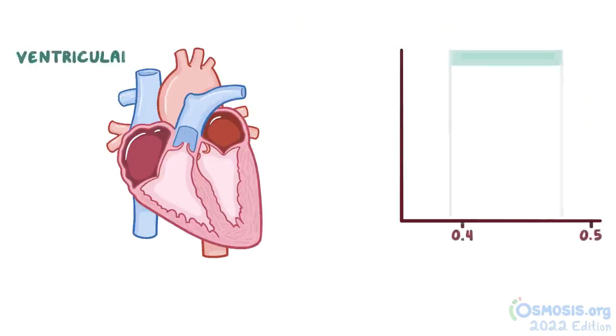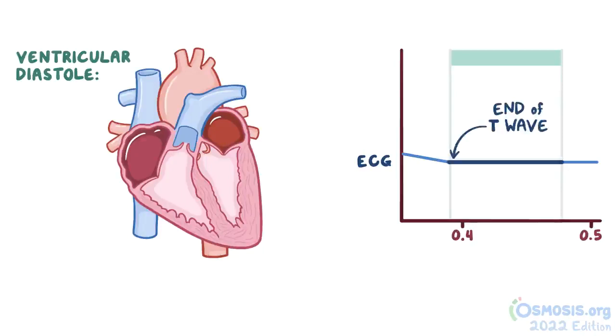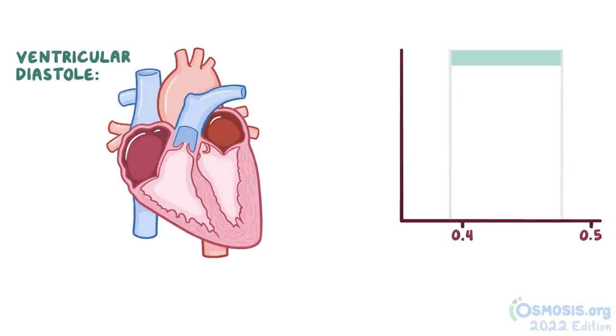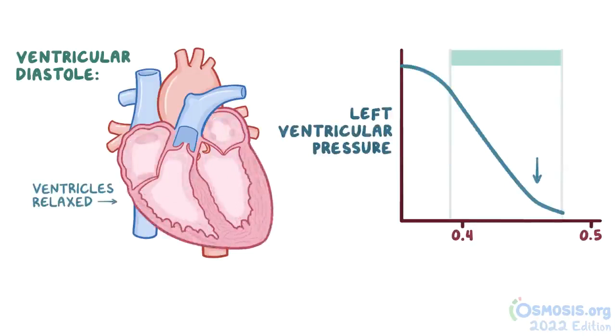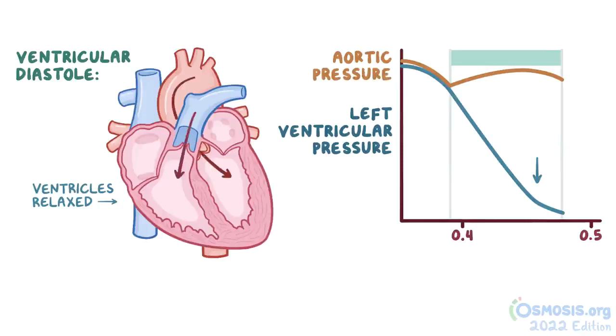At this point, ventricular diastole begins. On the ECG, the start of this phase is marked by the end of the T wave. During this phase, ventricular pressure continues to fall since ventricles are relaxed. Also, since the aortic pressure is now higher than the left ventricular pressure, blood starts to flow backward toward the heart. This backflow of blood results in a small dip in the aortic pressure graph, which is called the dicrotic notch.